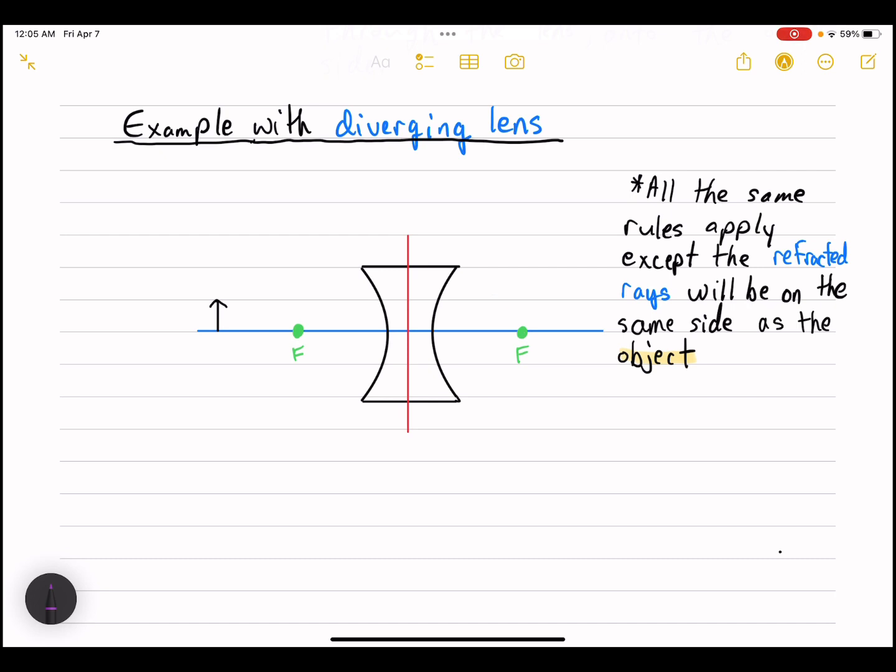So let's say that I take, from the top of my object, an incident ray that is parallel to the principal axis. Remember that the principal axis is in blue and the principal plane is in red. So here is the incident ray that is parallel to the principal axis. Now it's going to refract towards, or through, I should say, the focal point. We're going to make it refract going this way.